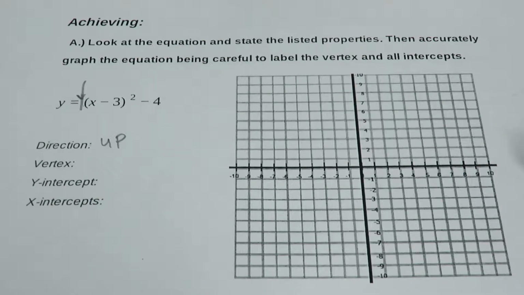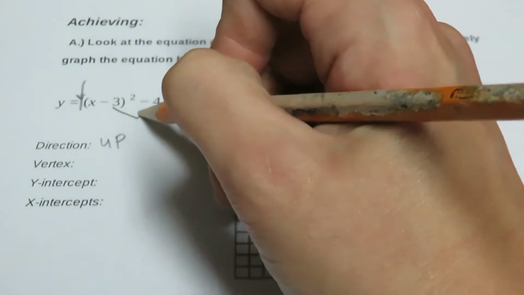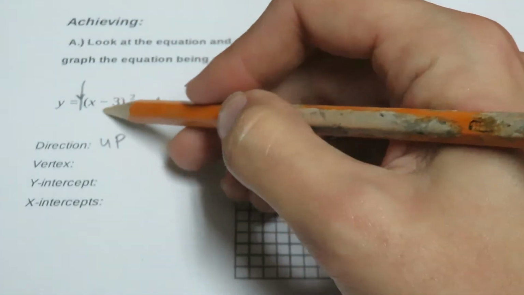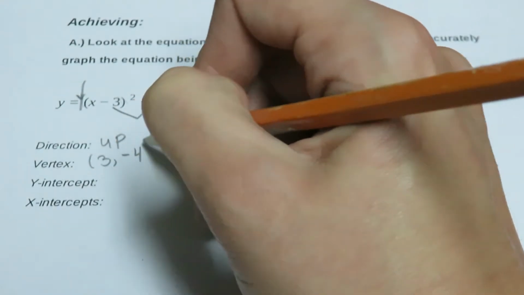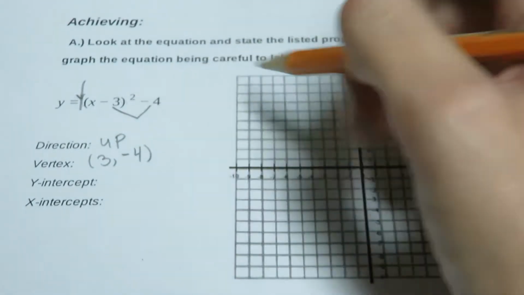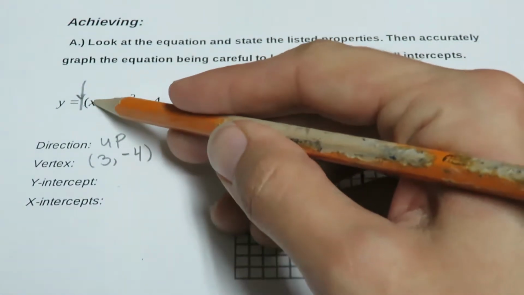The next thing it asks for is the vertex. So the vertex, again, we pull it out of the brackets and we take the number on the side, remembering to change the sign. So if it's -3, this now becomes +3, comma, -4, because this 1 on the outside does not change. The y-intercept, we just make the x equal 0.